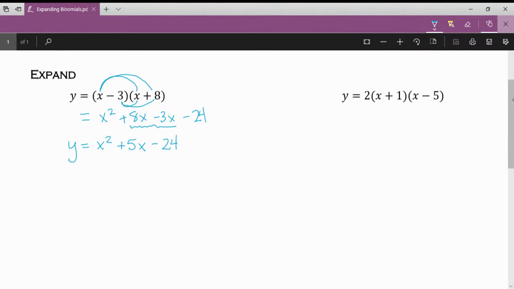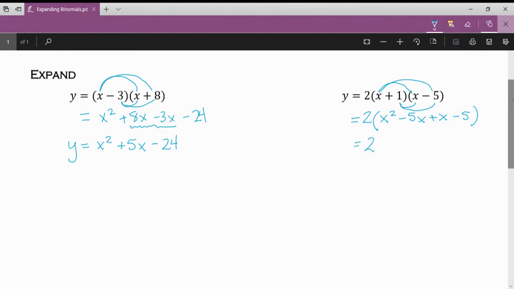In this case, we have a 2 out in front. What we want to do in that case is leave that 2 out in front and then expand our binomials in this big bracket. So again, first terms multiplied together: x times x is x squared. X times -5 is -5x. Positive 1 times x is positive x, or positive 1x if you wanted to write it that way. And then positive 1 times -5 is -5.